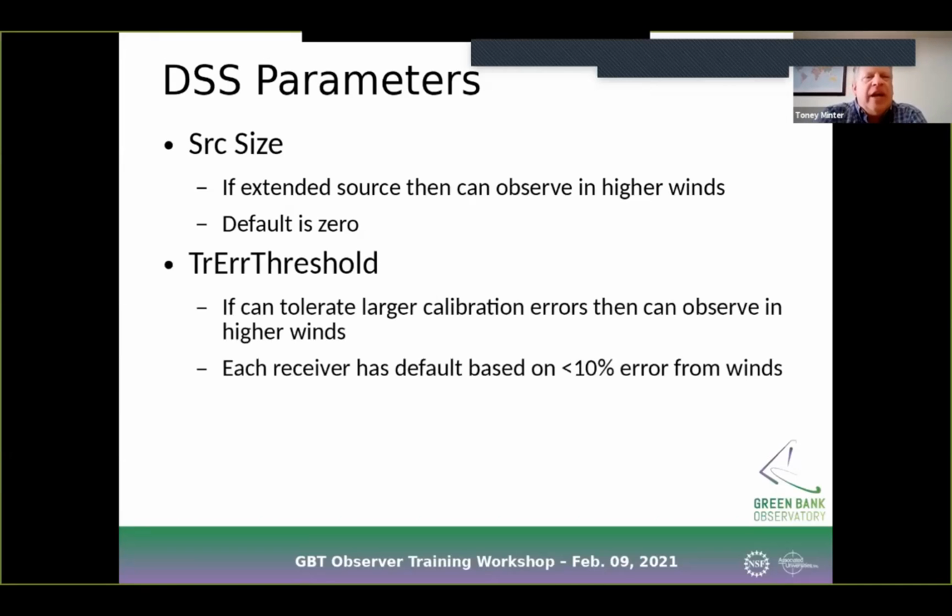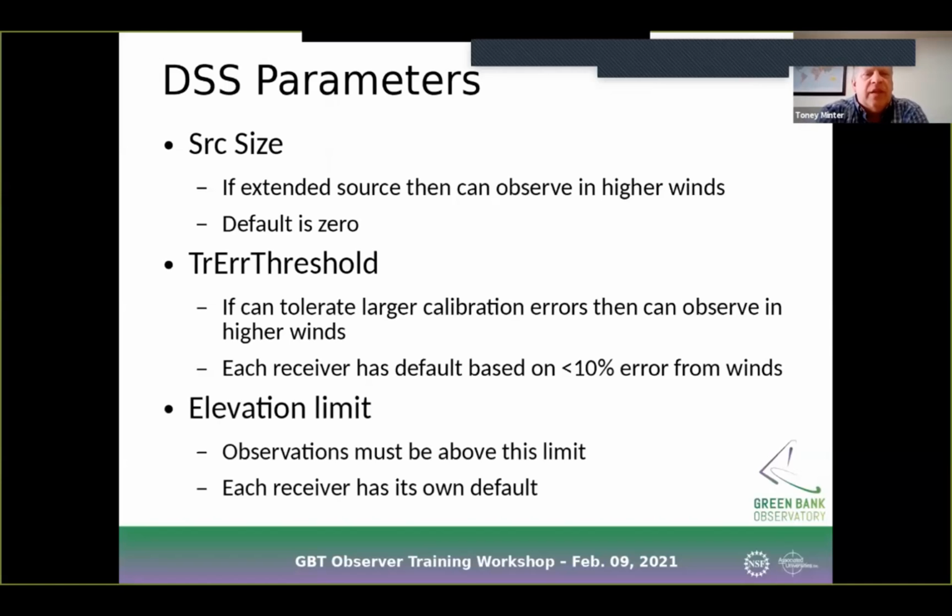There's also what's called the tracking error threshold. This is how much jitter from the wind you can tolerate and still get calibration that meets your needs. The default is that the calibration error is less than 10% from the winds for any receiver, and this varies by receiver. I can't tell you the numbers quite off the top of my head, but at higher frequencies, you can withstand less wind than at low frequencies, just because the beam sizes are so much smaller.